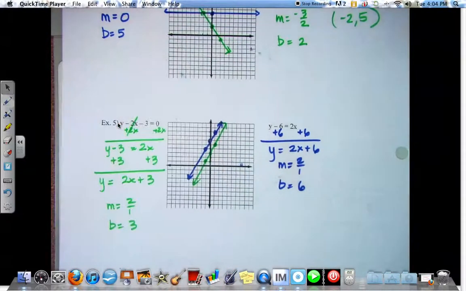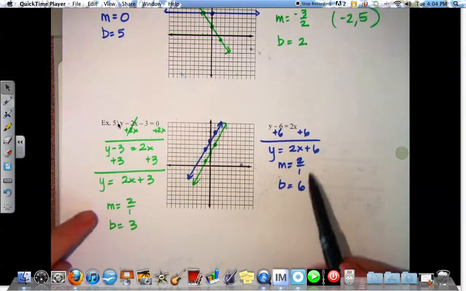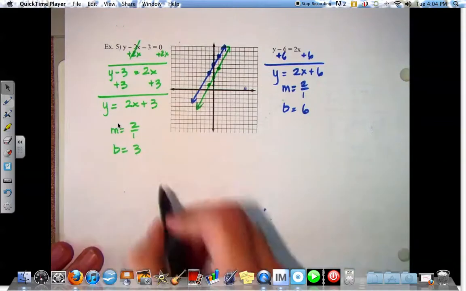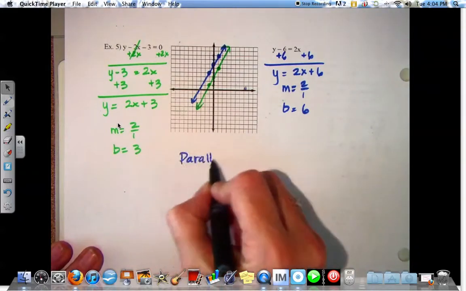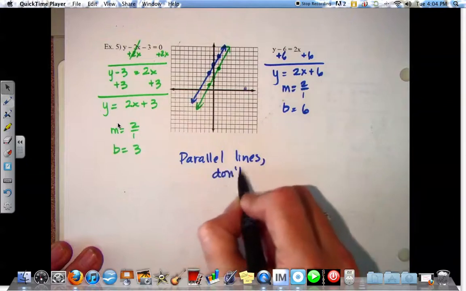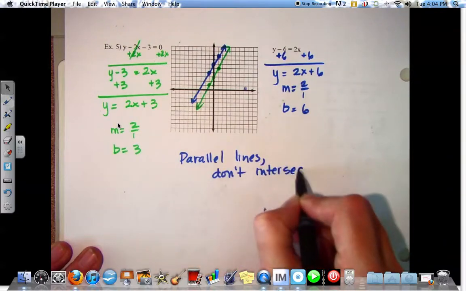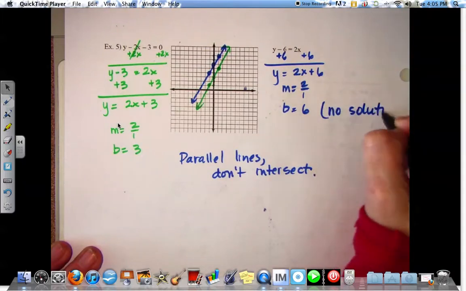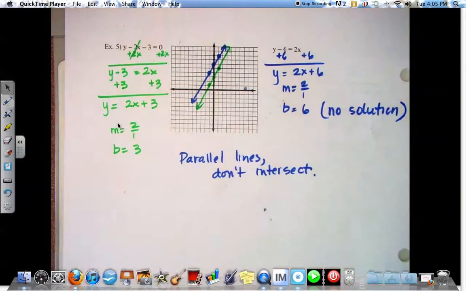Looks like our lines are not going to intersect. And does it make sense? Well, if we look at the equations, both of them have a slope of 2/1. So yesterday we looked at lines that had the same slope, and that meant that they were parallel lines. So they don't intersect ever. So what that means is for our answer, we have no solution, since they will not ever run into each other. Those are your notes.